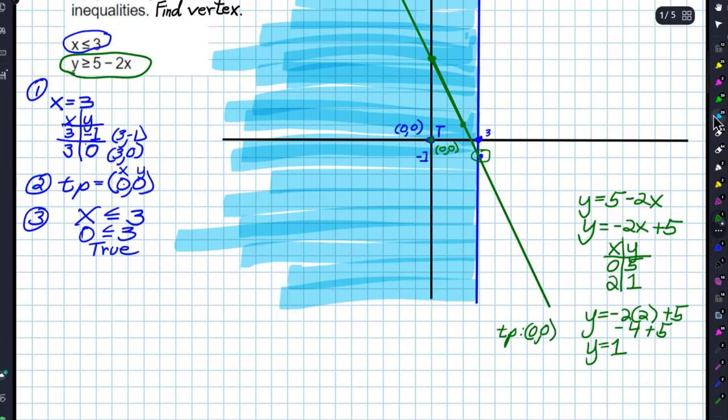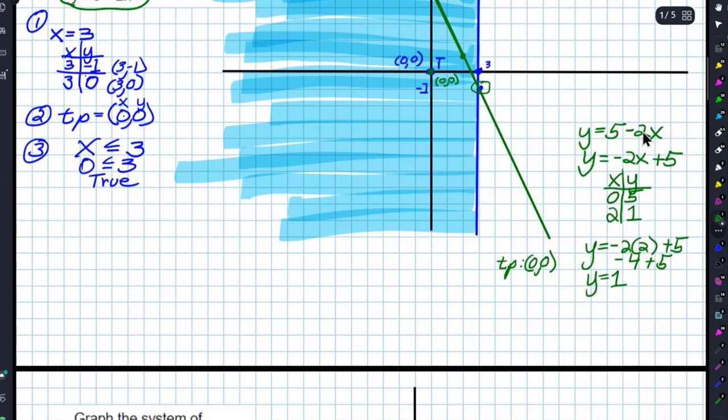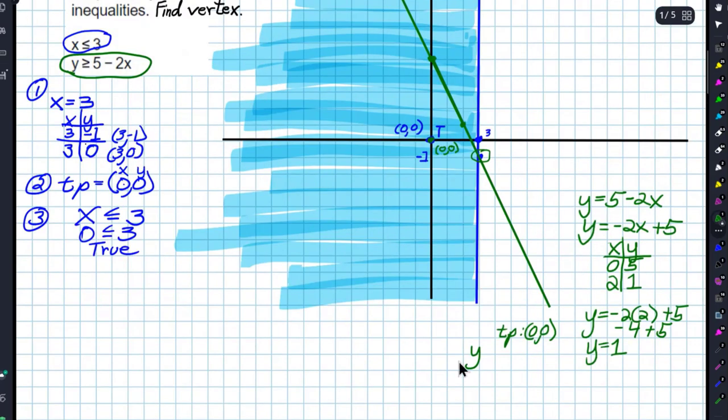And now I go back to the original inequality, might as well go back to y equals 5 minus 2x, or this, which is the same thing, but you know, you can only argue so long. Y is greater than or equal to 5 minus 2x. Now check this out. We have an x coordinate that will go in the x and a y coordinate that will go in the y.